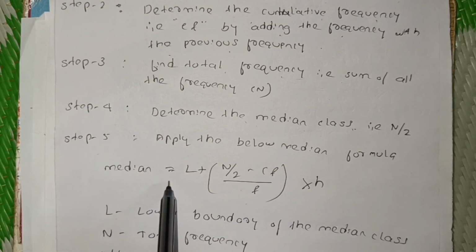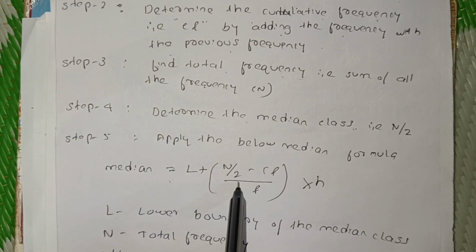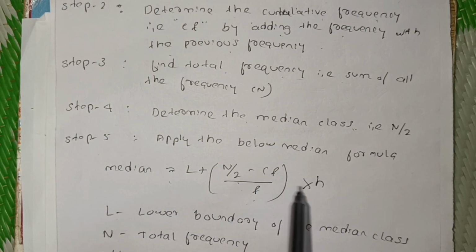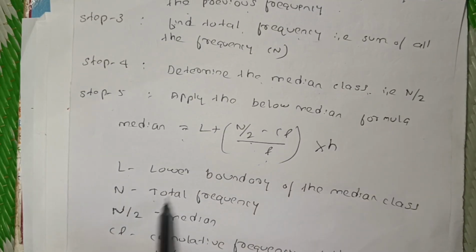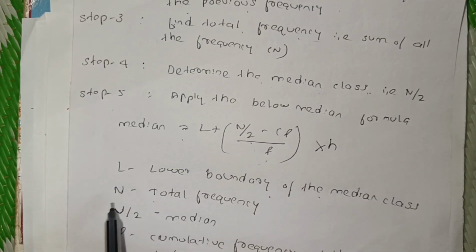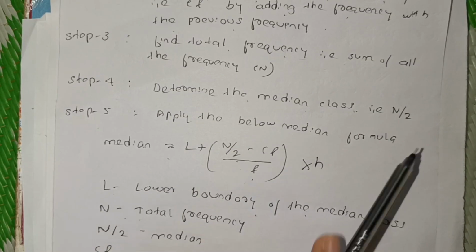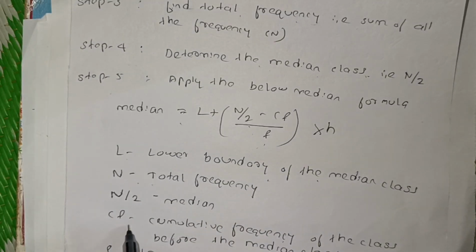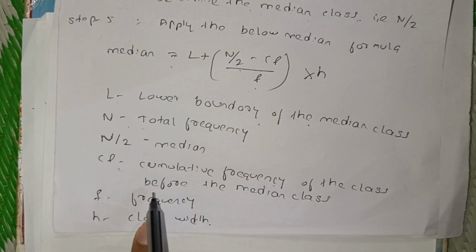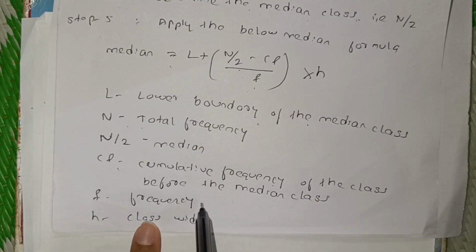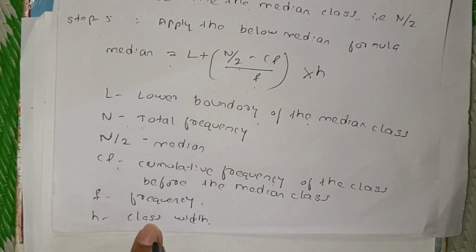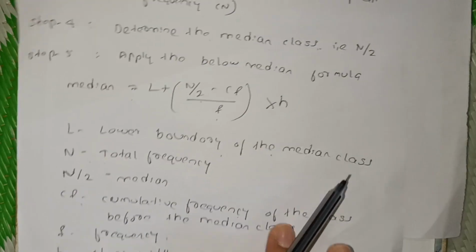So median equals L plus (n by 2 minus CF) divided by F into H, where L is the lower boundary of the median class, n is the total frequency, n by 2 is the median position, CF is the cumulative frequency of the class before the median class, F is the frequency, and H is the class width.